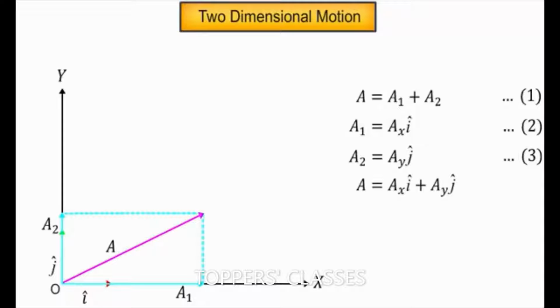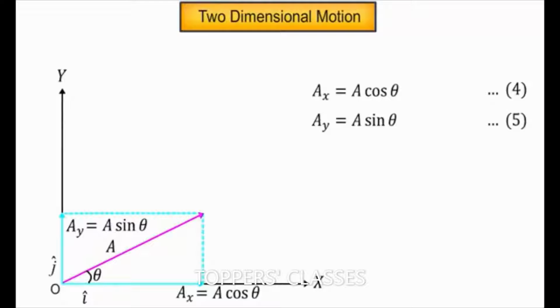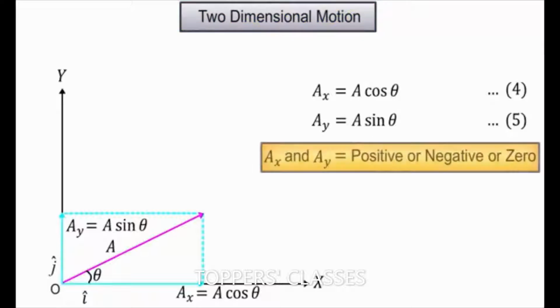AX and AY are the magnitudes of the components of A in the X and Y direction. Here, A makes an angle theta with the x-axis. You can write AX is equal to A cos theta and AY is equal to A sin theta. Let these expressions be equations 4 and 5 respectively. AX and AY can be positive, negative or 0 depending on the angle theta.